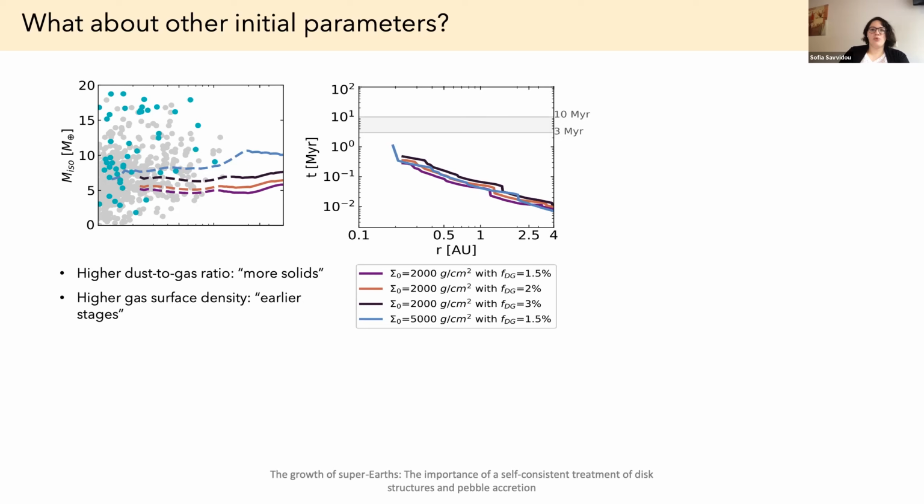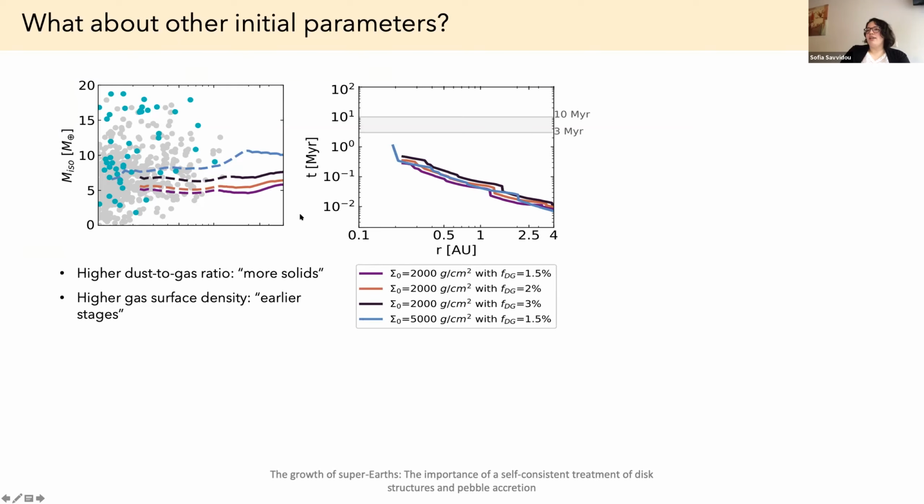So we have to think, okay, what about other initial parameters? Since we see it's so dependent and so sensitive to those parameters, what if we tweak what we chose in the beginning to see if it improves the picture? We tested higher gas-to-dust ratios. Our nominal value was 1.5%, so we also checked 2 and 3%.